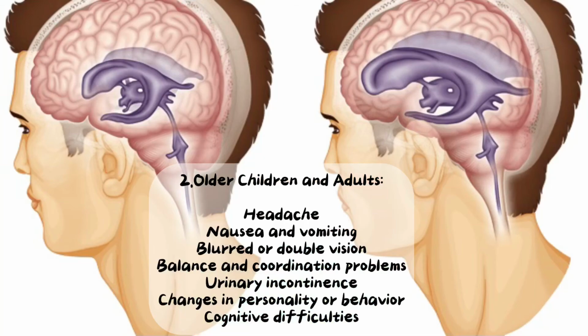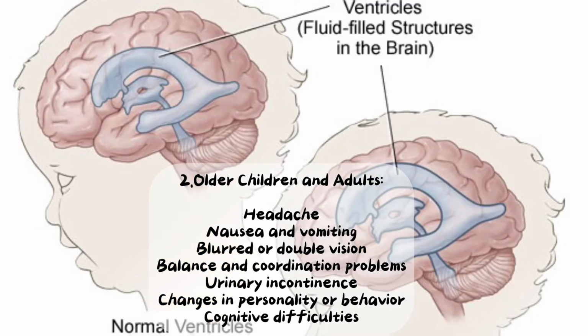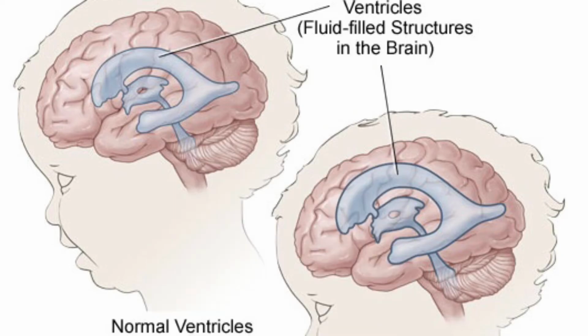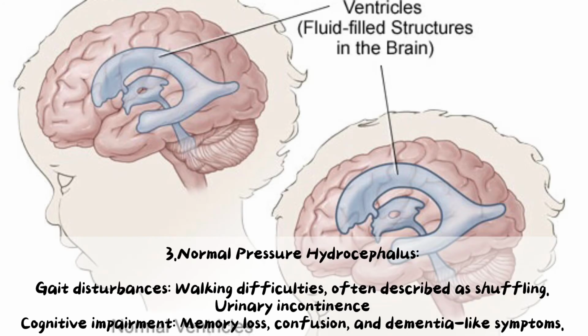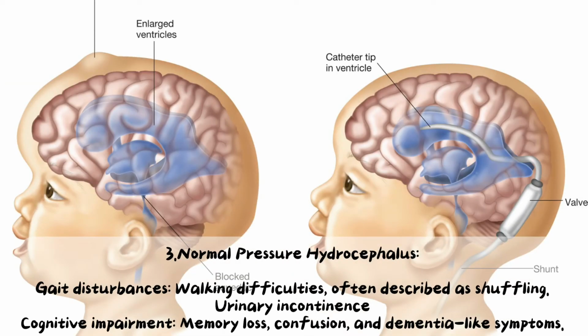2. Older children and adults: headache, nausea and vomiting, blurred or double vision, balance and coordination problems, urinary incontinence, changes in personality or behavior, cognitive difficulties. 3. Normal pressure hydrocephalus: gait disturbances, walking difficulties, often described as shuffling, urinary incontinence, cognitive impairment, memory loss, confusion, and dementia-like symptoms.